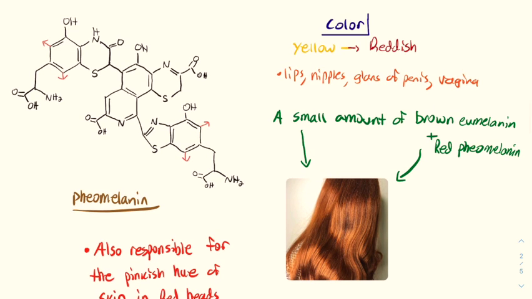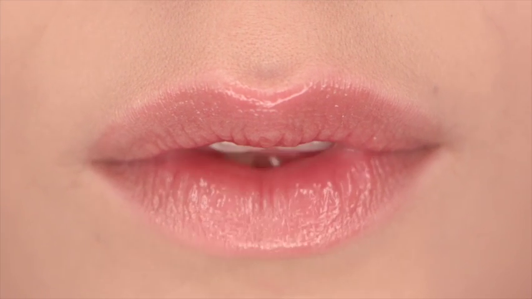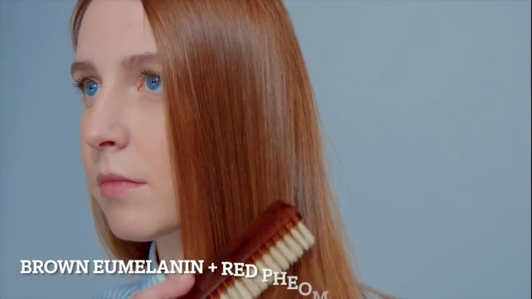Then you have pheomelanin. So pheomelanin is interesting because its color ranges from yellow to like reddish, and it's responsible for the color of the lips, the nipples, the glans of the penis, and the vagina. So it's present in skin, but in specific types of skin. And it's interesting, if you have a small amount of brown eumelanin and some red pheomelanin, you get red and orange hair.